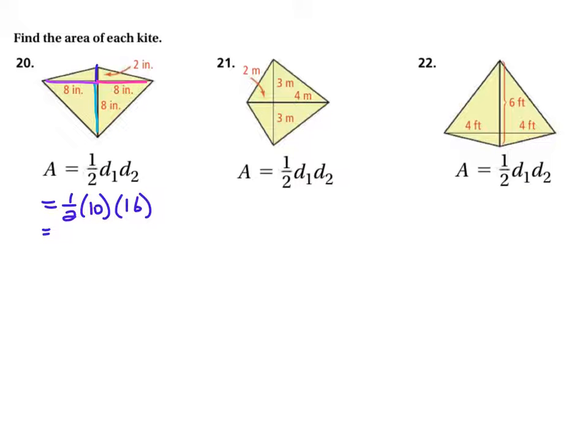Okay, and I like to take half of whatever number makes the mental math the easiest. And 1/2 of 16 is 8, which means that we're doing 8 times 10, which is 80. And do we know the units? We do, inches. So we have inches squared for the area. And that is the answer to that one.